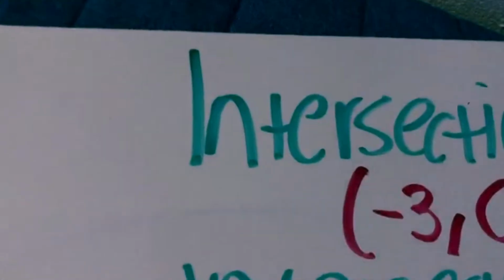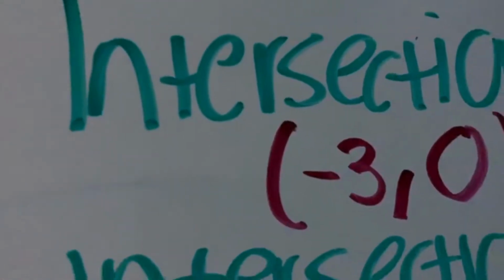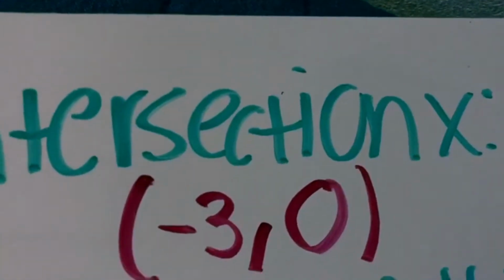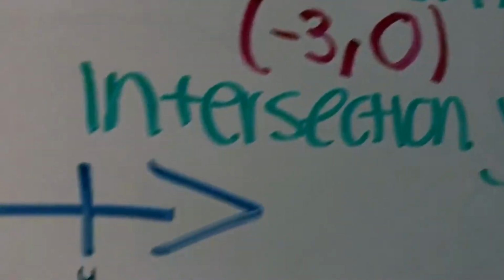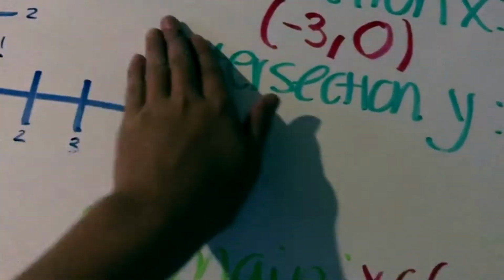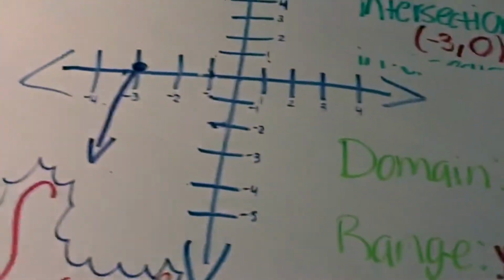One of the roots of this formula, or the x-intersection, is minus 3.73, 0, because y doesn't have an intersection in this parabola.